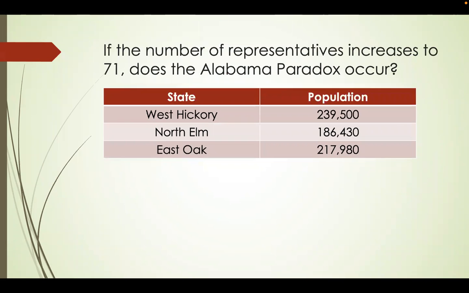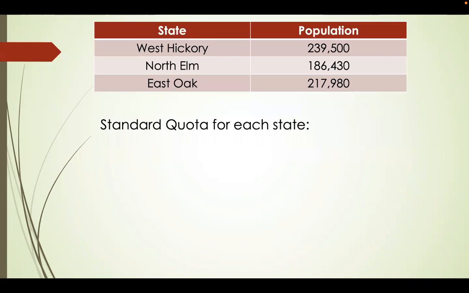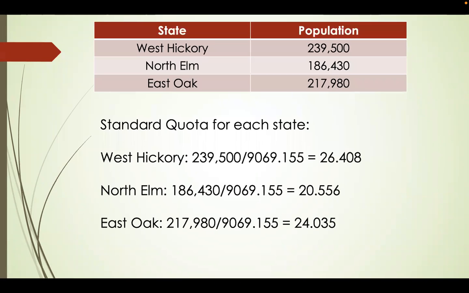Now, what if they say, oh, we're going to increase the number of representatives to 71? Does the Alabama paradox occur? Notice the population has not changed, only the number of reps. So we have to find our new standard divisor. We still take our old total population of 643,910, and we divide by our new number of representatives, 71, to get 9,069.155. This is our new standard divisor. We're going to use that to find our new standard quota for each state.